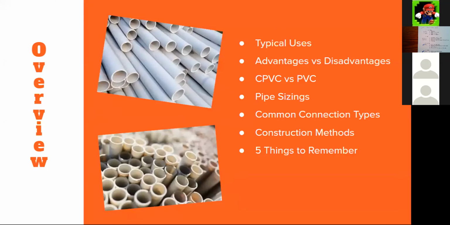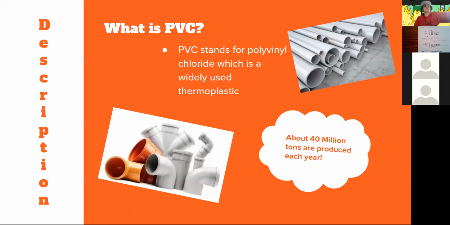So, the overview of our presentation. Today we'll be going over the typical uses of PVC, the advantages and disadvantages, the difference between CPVC versus PVC, pipe sizings, common connections, construction methods, and then 5 things to remember. So to start off with the description, what is PVC? PVC stands for polyvinyl chloride, which is a widely used thermoplastic, and about 40 million tons are produced each year.